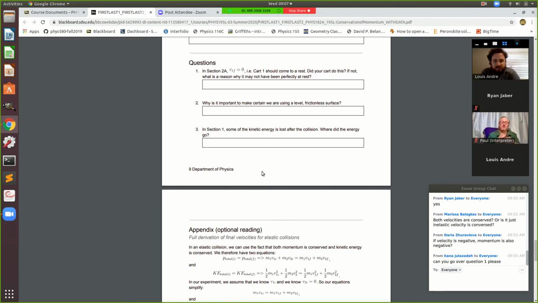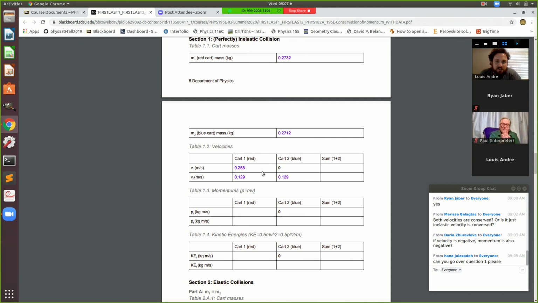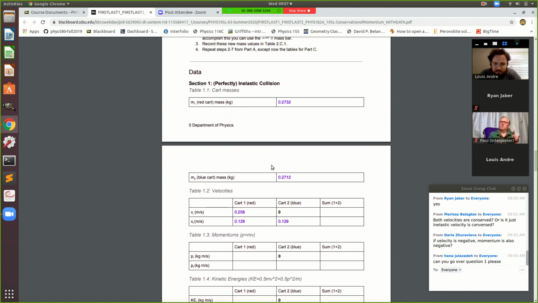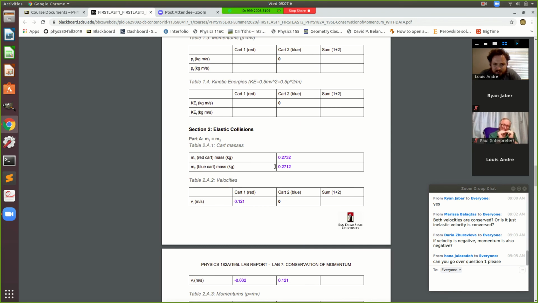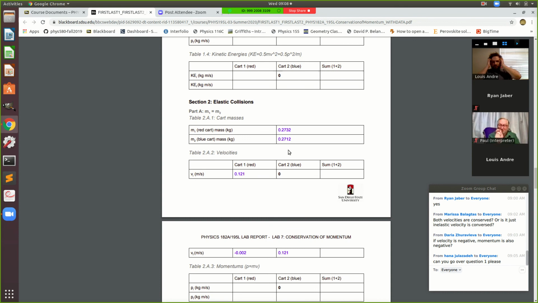You could have some variation that is not even measurable or didn't show up. Let's see, section 2 here. The masses are, check it out. So these masses are a little different, right? There's 0.2712 and 0.2732. They're off just by a little bit. So small, it's almost immeasurable. But if you actually did the momentum conservation, what would happen here? It's kind of like the last lab we did, where you'd have all the momentum transferred from one cart to the other.